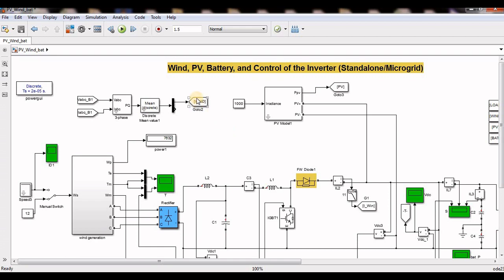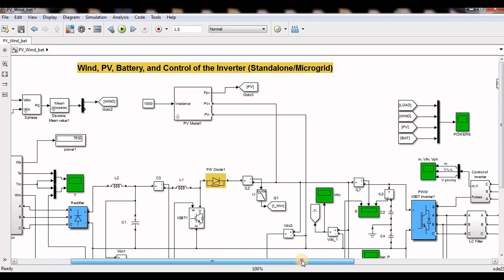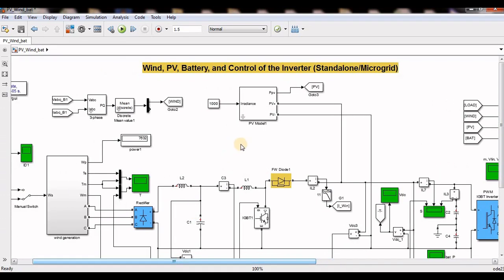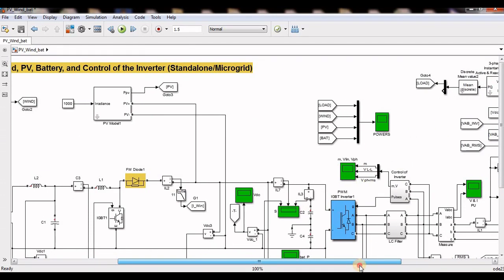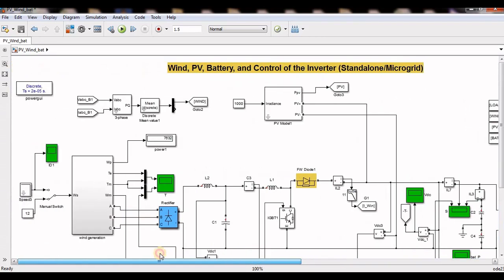So today's topic is the microgrid or standalone system, which consists of wind, PV, and a battery. Basically, in this model, I am going to explain AC microgrids, and on your wish or requirement, you can convert this model easily to the DC microgrid also, because all renewable energy sources are connected to the common DC link, which can give the DC microgrid. And from the common DC link, I used one inverter to operate the AC loads.